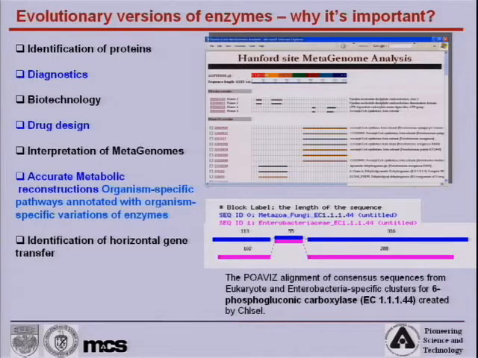It's very interesting for interpretation of metagenomes, and Nikos is doing the metagenome analysis. So it's useful for doing accurate metabolic reconstructions and annotating the organism-specific pathways. The idea is to identify what is the same and what is different and how it affects function. We used this for annotation of the metagenome from the Hanford site. The Hanford site is the DOE high-level nuclear waste storage facility.